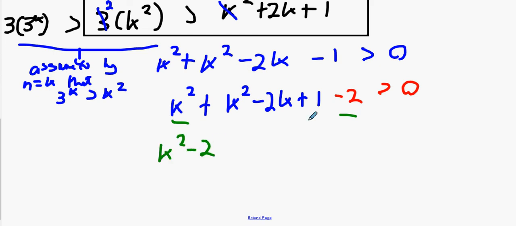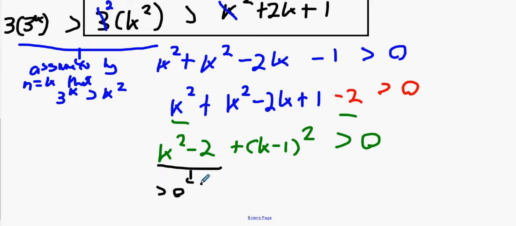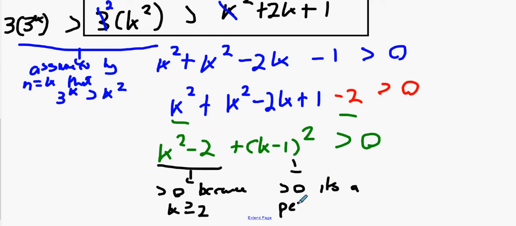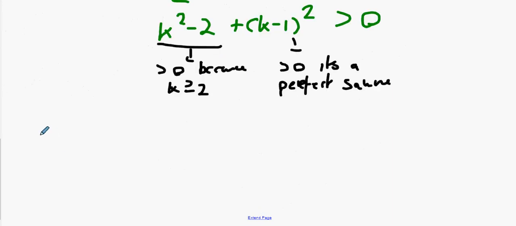And what am I going to do here? Perfect square that. And why is all that bigger than 0? Greater than 0 because k is greater than or equal to 2. And greater than 0 because it's a perfect square. So what does that mean overall?